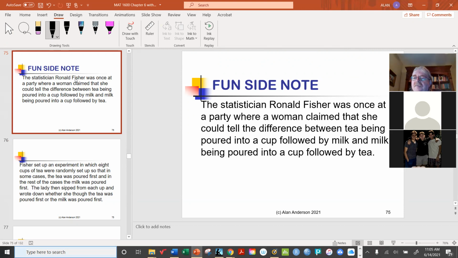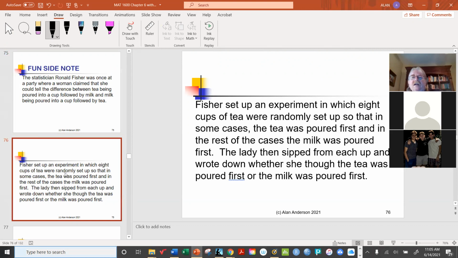And so what Ronald Fisher said to himself was, let's find out if this is for real or not. I don't see how, but let's try it. So he devised an experiment in which he said, all right, we'll go into the kitchen and make up 8 cups of tea. Half of them will have the tea poured first, and half of them will have the milk poured first. The lady will taste each one without knowing which is which, and she will identify whether the milk came first or the tea.